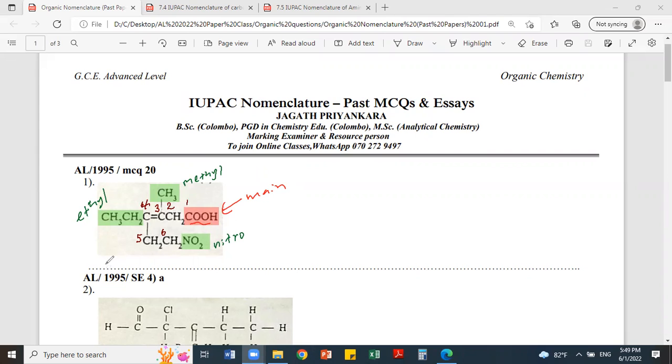You get here 4-ethyl, 3-methyl. Have you started the organic chemistry session? Not yet? In your theory class or in school? Not yet. Which lesson are you doing now?